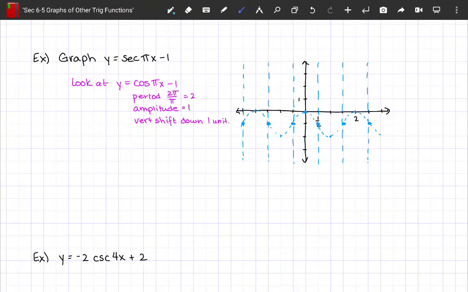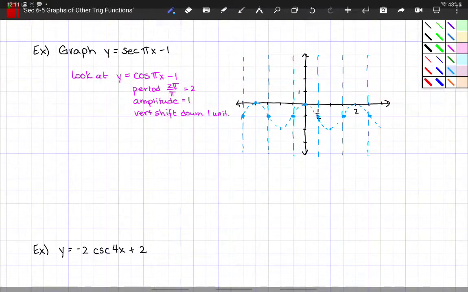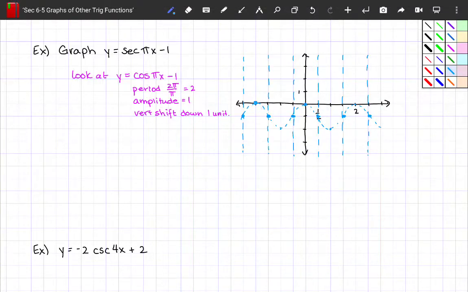But once we have those, where there was a relative max for the cosine graph, it's a relative min for the secant graph, and vice versa. We still have those same U-shapes. So there is our secant graph. Once you get the sine or cosine graph drawn, the secant or cosecant graph, super easy.